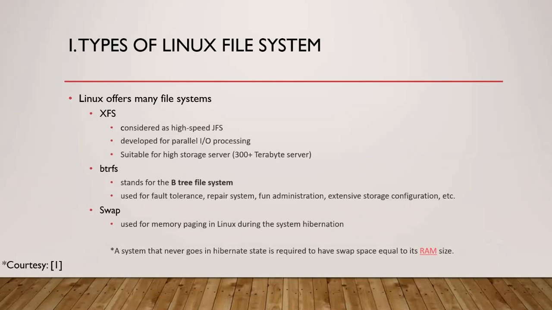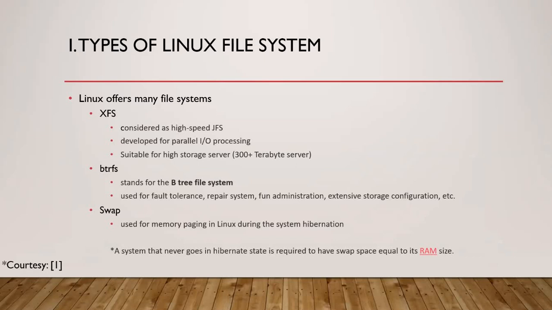So XFS exploits this parallel component, the power of parallelism, and that's why it became suitable for high storage servers. Because if a system or a user is capable enough to handle multiple tasks at a time, meaning parallelism is possible, then obviously for high storage big data systems, that sort of file system is quite suitable. So 300 or 400 plus terabytes kind of server.